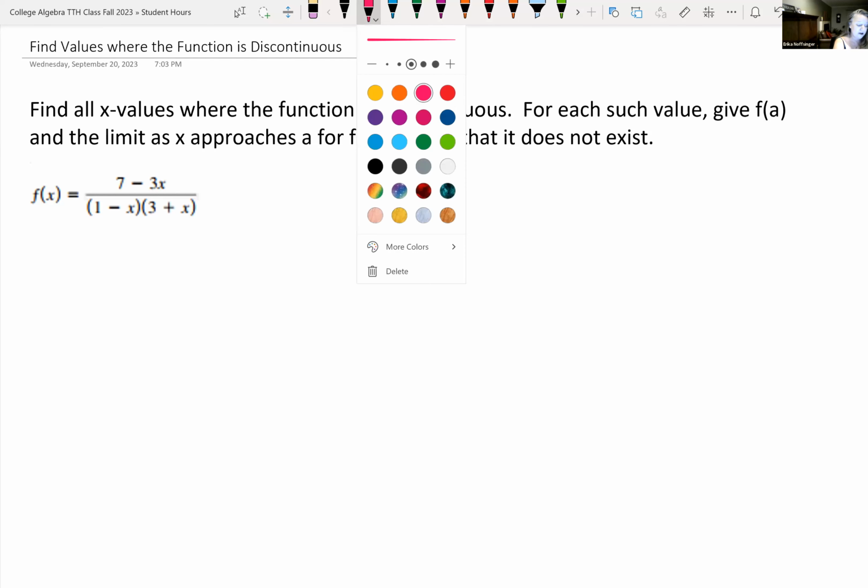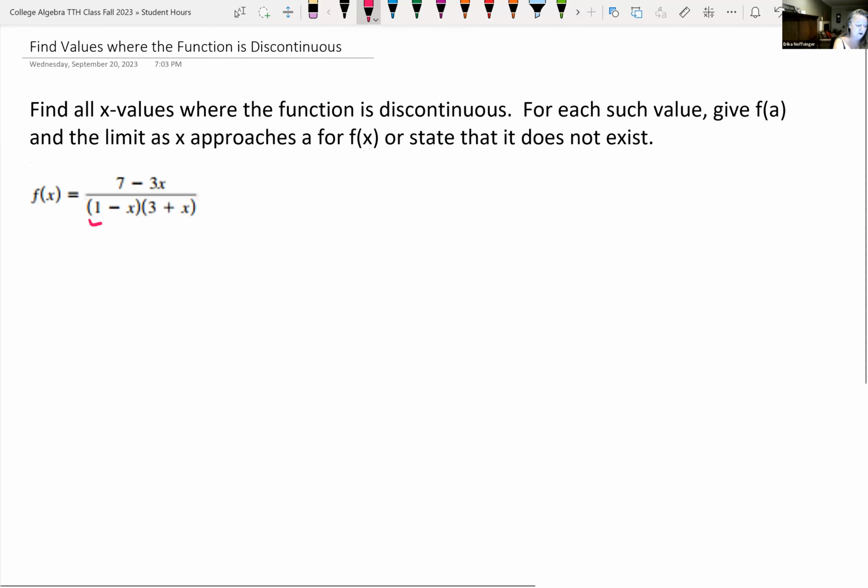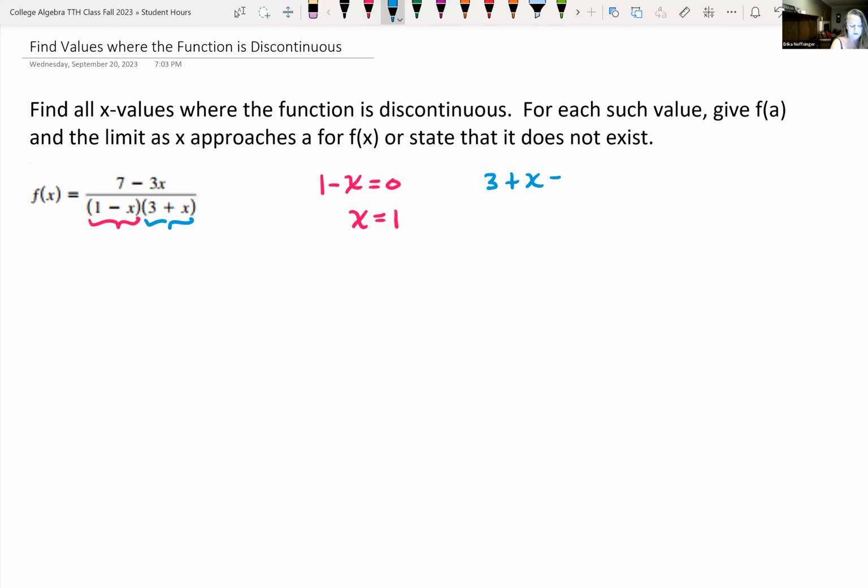Looking at our first factor in our denominator, 1 minus x, we want to know when this is equal to 0. This is when x is equal to 1. If we add x on both sides of the equation, we get 1 equals x. We also want to look at our other factor in the denominator, 3 plus x, and when this is equal to 0. If we subtract 3 on both sides, we get x is equal to negative 3.